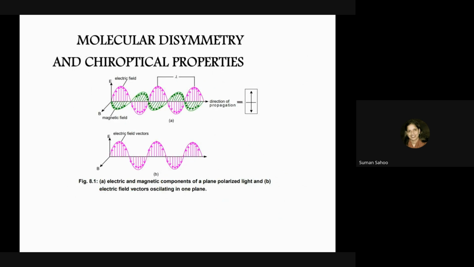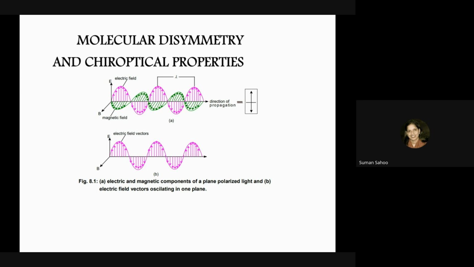Next comes our molecular dissymmetry and chiroptical properties. How these chiral molecules behave optically, like we have already discussed that they rotate the plane polarized light. So we will discuss those properties, how this molecular dissymmetry is related to your chiroptical properties.